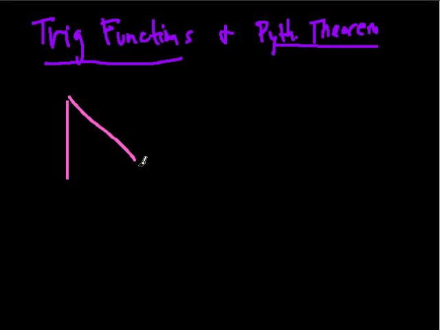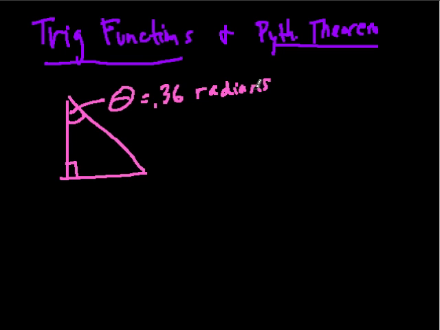We have a right triangle, and here's our right angle, and we're told that this angle up here, theta, is equal to 0.36 radians. So again, that means it's equal to 0.36 of a radius of a circle. And we want to know, if this hypotenuse is equal to 2 times the square root of 73, what does this leg down here equal? Eventually you want to find both legs, but let's start with this one.